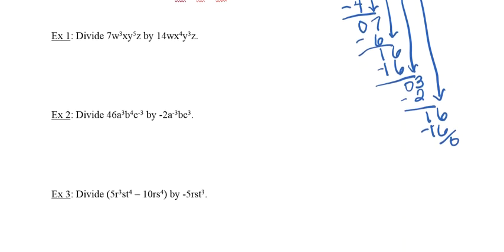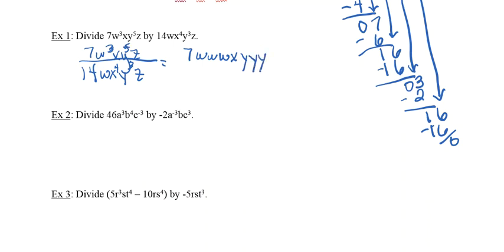So one of the ways I want to show you is a visual way of understanding what's going on before we actually just use the rules. So in this first one, I'm taking 7 w to the third x y to the fifth z, and I'm dividing it by 14 w x to the fourth y to the third z. So I want to do this visually. So we have 7, we have 3 w's, we have 1 x. This means I have 3 y's. That's actually a 5. So I have 5 y's, 2, 3, 4, 5. And I have a single z.